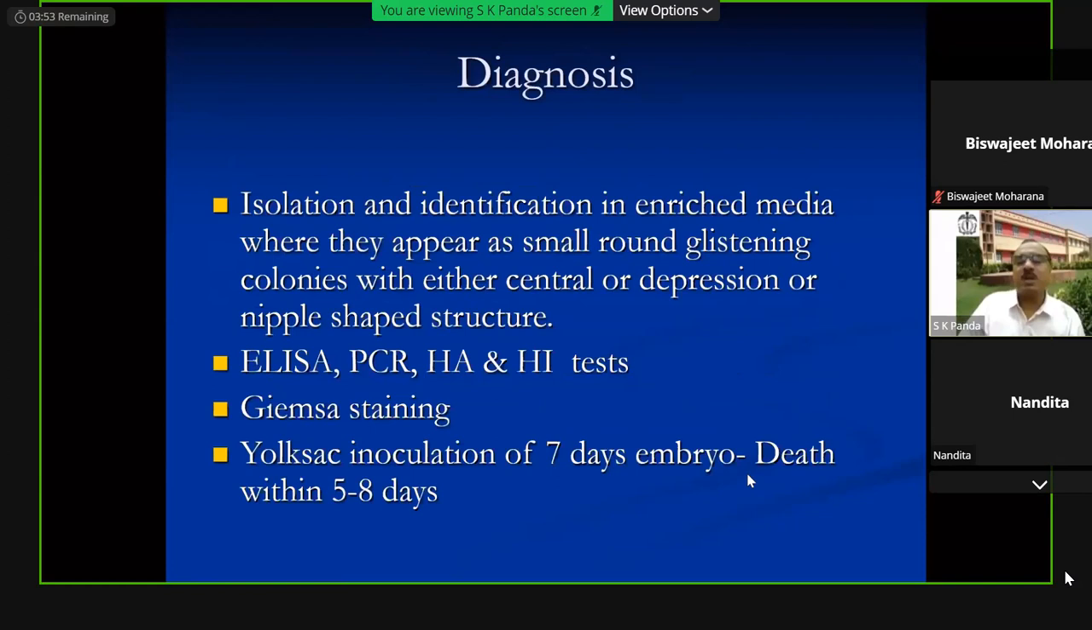Very easily you can diagnose by enriched media where they appear as small round glistening colonies. So this colony is very special. Mycoplasma colony in a special media will give button shaped, nipple shaped colonies, very specific. And other tests like HI, PCR, ELISA also you can go for, and all these things can be diagnosed.